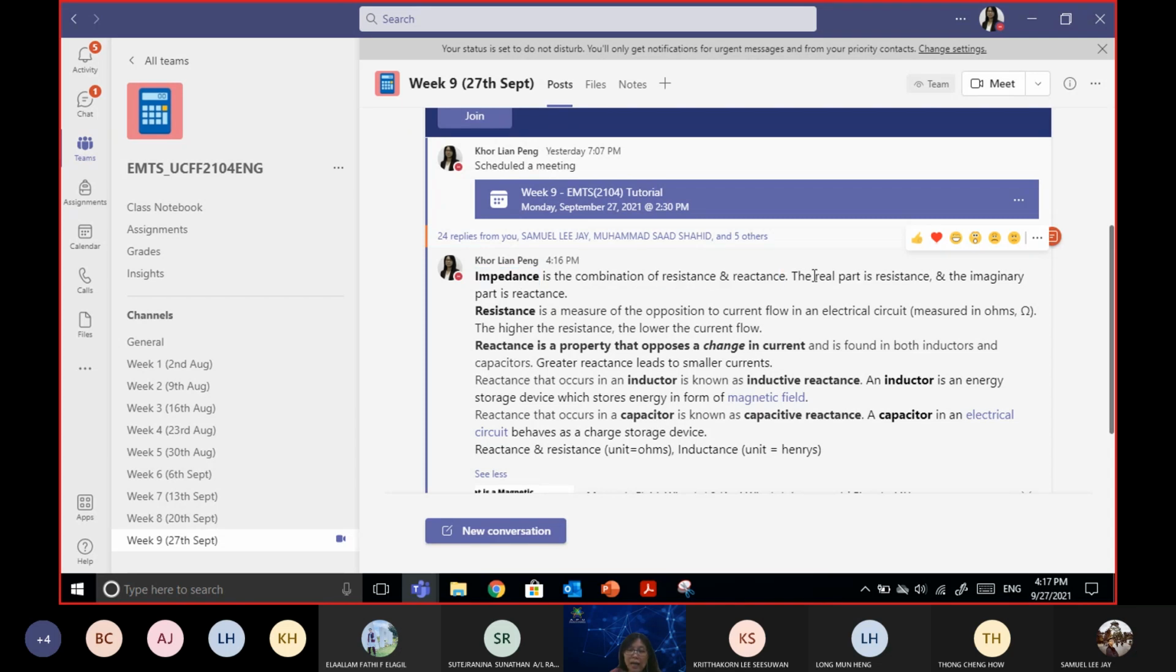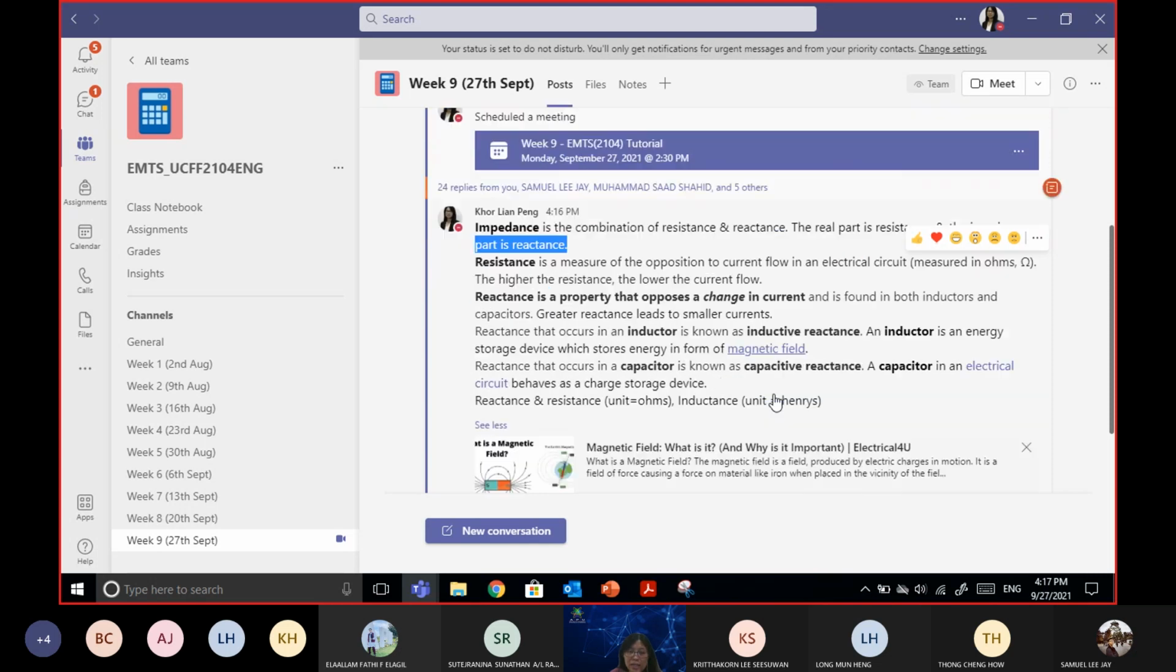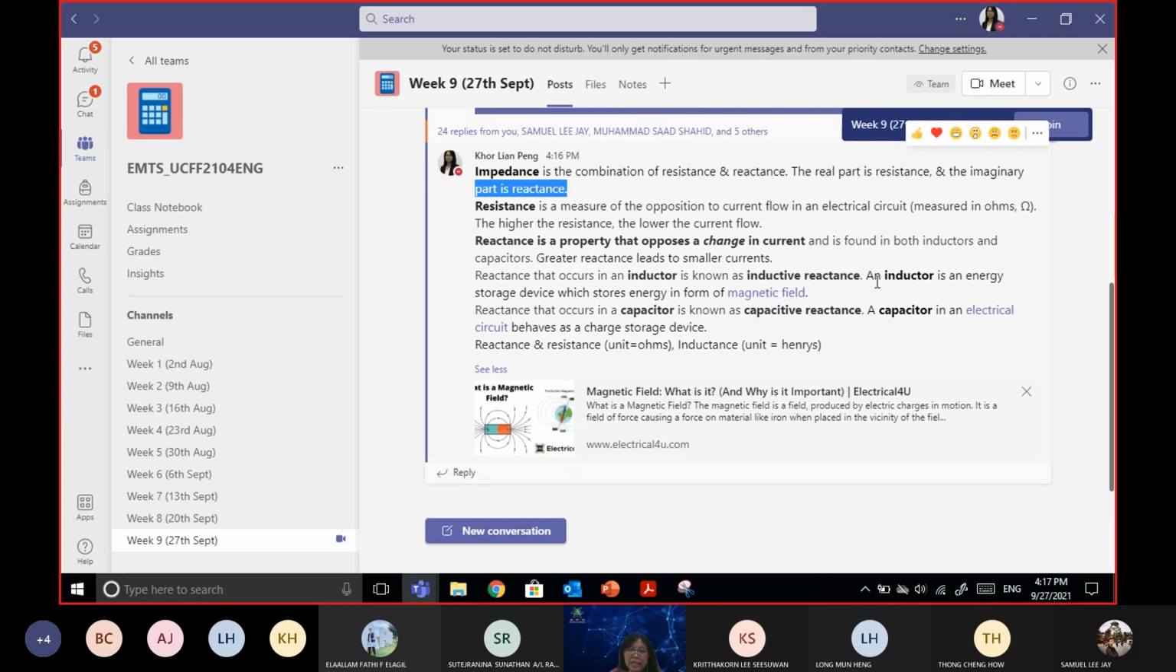The real part represents the resistance, and the imaginary part is the reactance. Then, what is an inductor, what is a capacitor, what is an inductive reactance, and so on? You can have a look here. These are some of the notes I got from online, so I just took the important parts. I also have a link for some of the references here, or you can just go online and look for that.